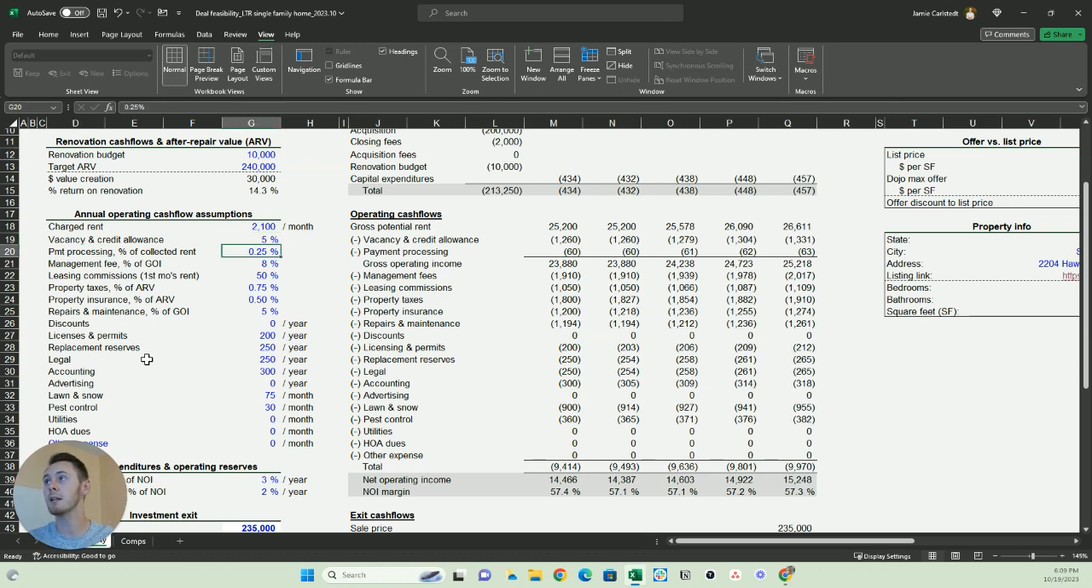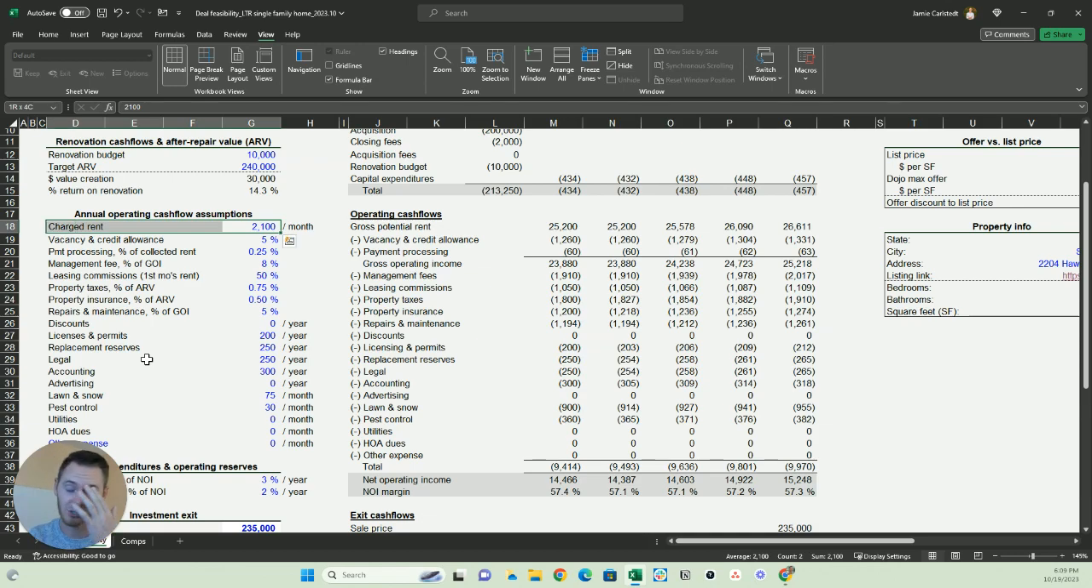So payment processing, collecting rent, I usually like to put in some payment processing unless you plan to do checks, which at the end of the day ends up costing you time or costing someone on your team time. So having an ACH or wire, some way to collect rent digitally, is good. You want that. A management fee.